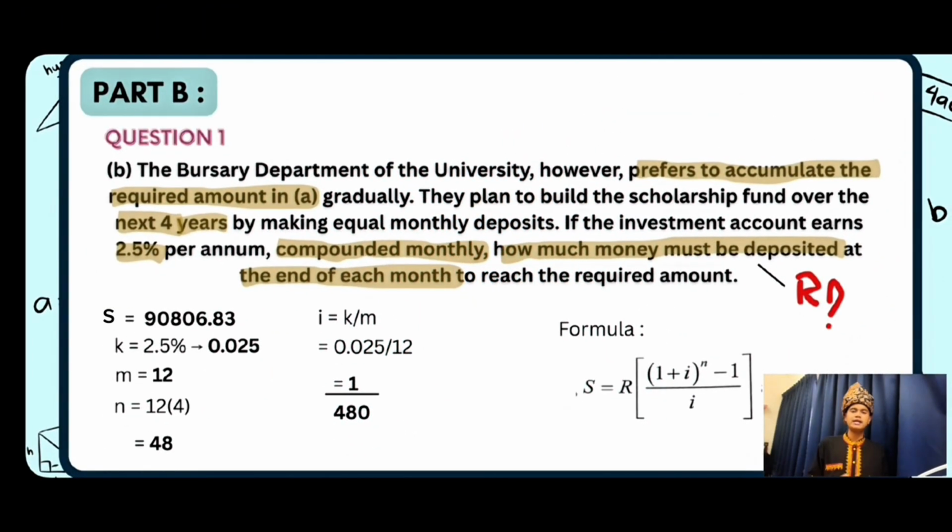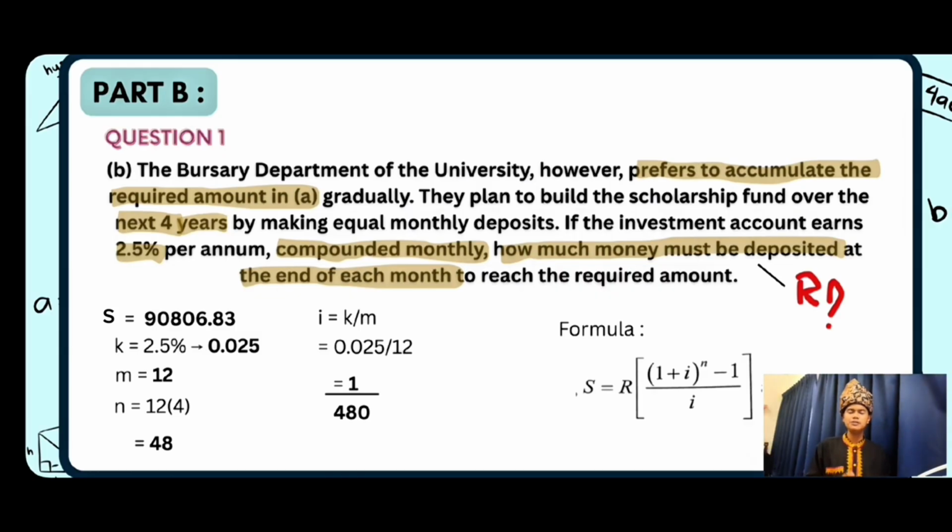Based on the question, we know that the answer from A becomes the accumulated amount in question B, which is S equals 90,806.83. The question asks how much money must be deposited, so we need to find the value of R. The question gives a new k, which is 2.5%, becomes 0.025, and new m, which is compounded monthly, equals 12. New n, 12 times 4, becomes 48. New i, 0.025 over 12, becomes 1 over 480.